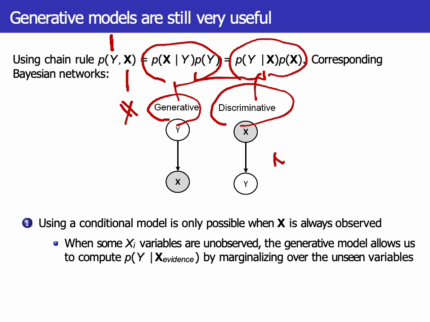And you have a neural network here, and this is a statistical model. Using a conditional model is only possible when x is always observed. When some x_i variables are unobserved, the generative model allows us to compute p(y|x), the evidence, by marginalizing over the unseen variables. So this is questionable.